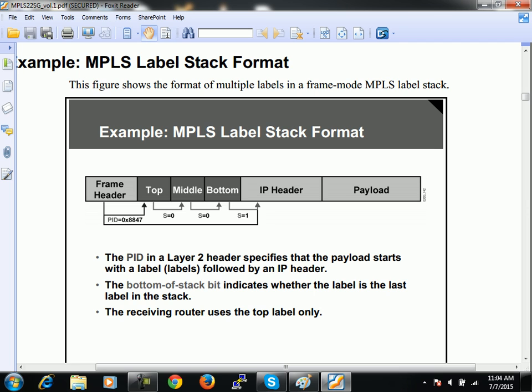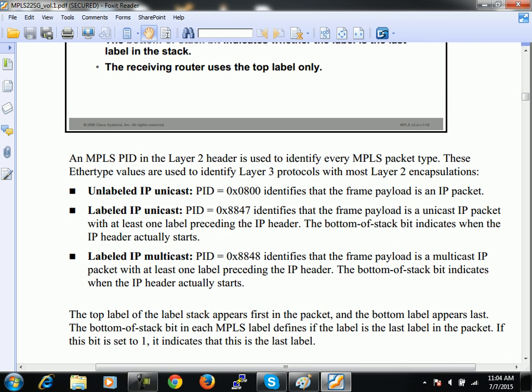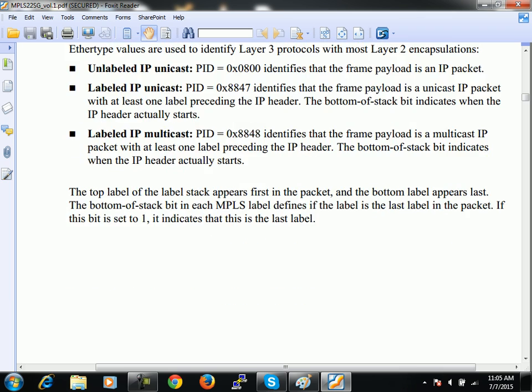The receiving router uses the top label only. It is something like you are receiving a packet with multiple IP headers, but it will open only and only the outer IP header. So unlabeled IP packet, as you know very well, is 0800, labeled unicast is 8847, as we have seen. Labeled multicast, if you receive one multicast packet and it is labeled, then it will be 8848.